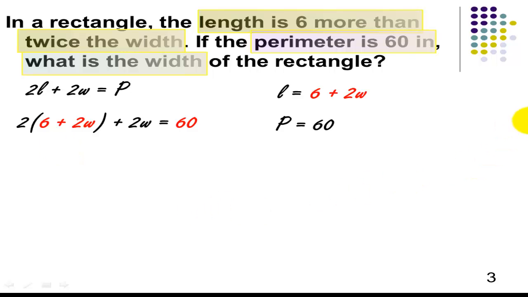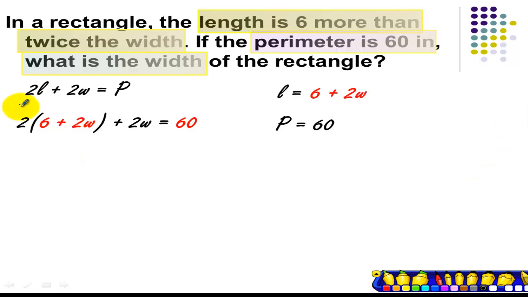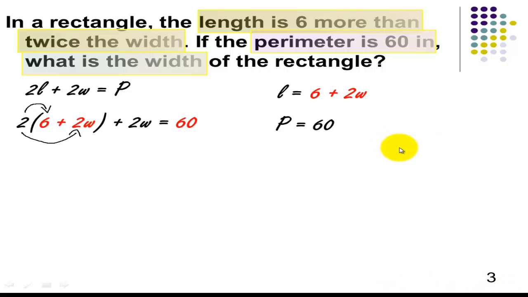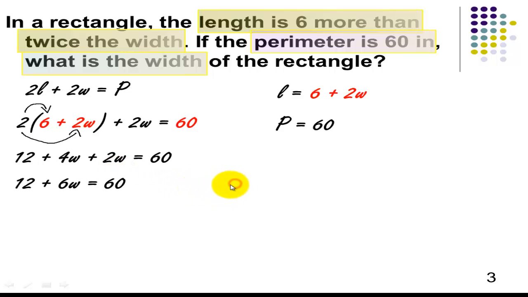Next, we are going to distribute our 2 to our 6, and then 2 times 2W. 2 times 6 is 12. 2 times 2W is 4W. Bring down your 2W, bring down your equal sign, and 60. Next, let's combine like terms. 4W plus 2W is equal to 6W. Subtract 12 from both sides. We'll get 48 on the right side.